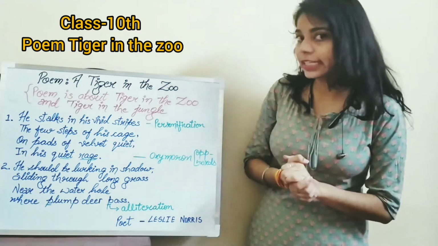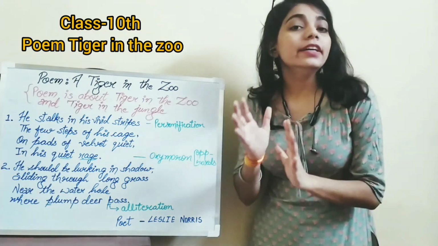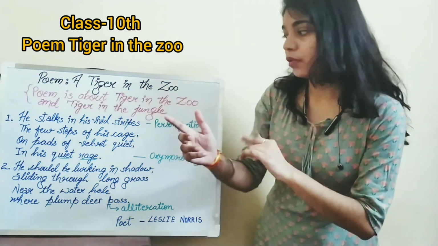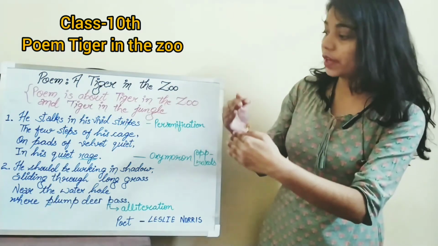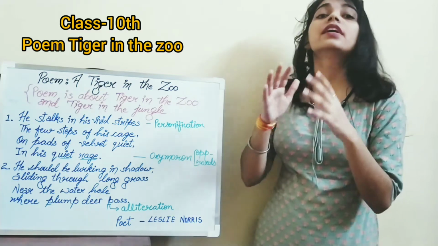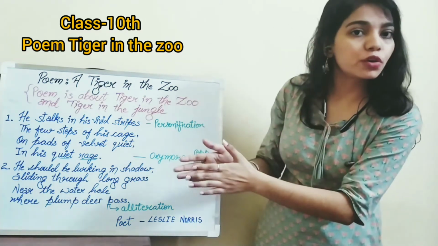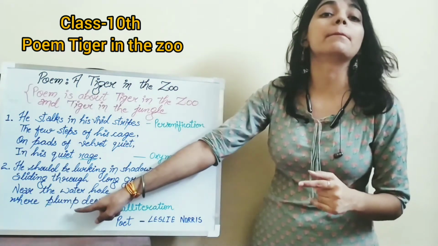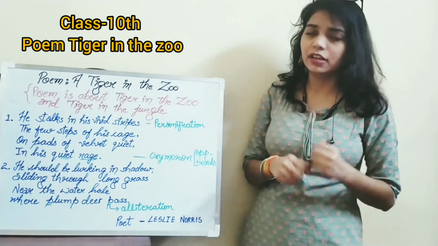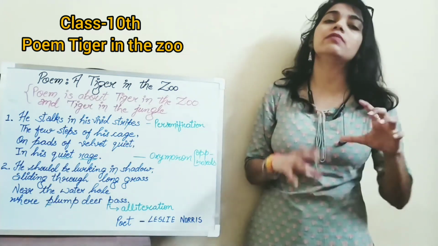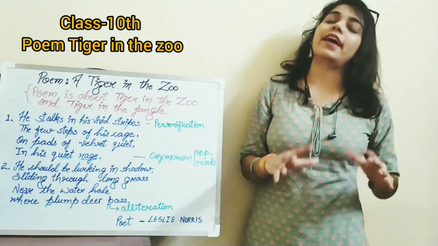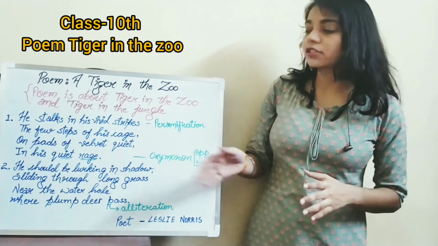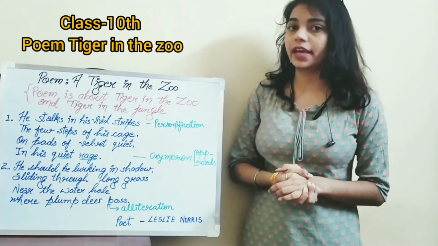So what he is saying is that the tiger will hide himself in the shadow, and sliding means moving through long grass, as he's going to hide near the water hole. And as soon as a plump deer, plump means a healthy deer, comes to drink water, he will grab that deer and that will be his food. So this is all the trick of the tiger. So we are done with the two stanzas. We will continue with the next.